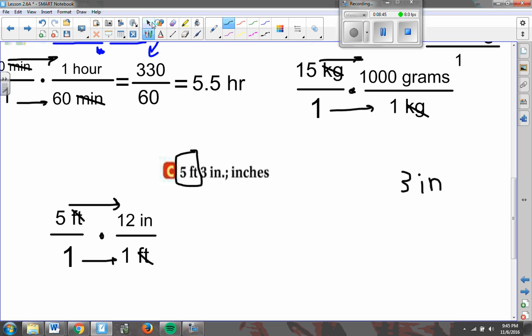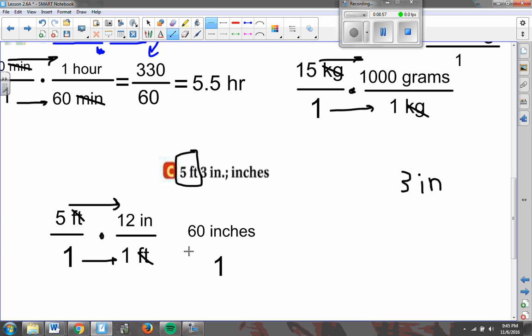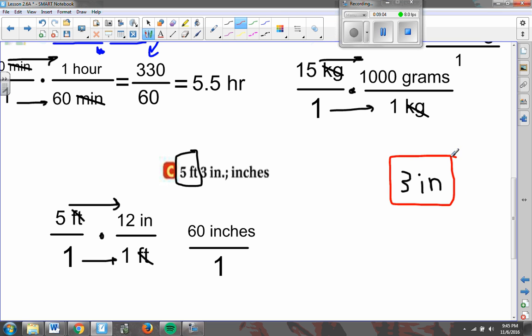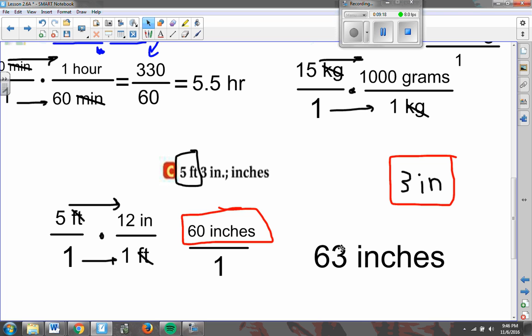Again, the bottom is just a 1. So it hardly even matters, but I will put it there. The top, 5 times 12 gives me 60, and my unit is now in inches. So it's 60 inches over 1, which obviously is just 60 inches. But remember, we do have to add this 3 inches in as well. Okay, that's the extra piece. So 60 inches and 3 more inches, well, total, then I have 63 inches. Okay, that would be my final answer, 63 inches.